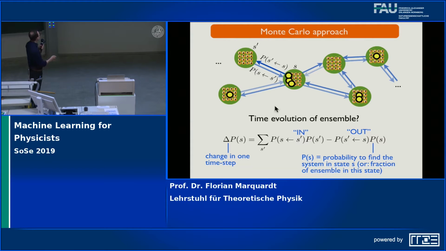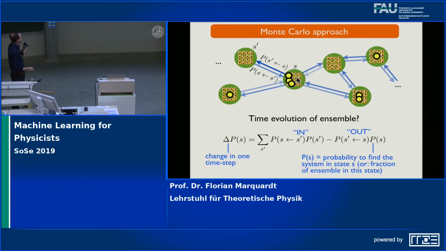Of course, if there is nothing sitting in S prime, then this P of S prime will be 0 and it will not contribute to the influx, even if the transition probability is not 0. On the other hand, if there are some particles in S prime, but the transition probability is 0, I also will not get any contribution. Okay. So this is what happens here. This is the total influx.